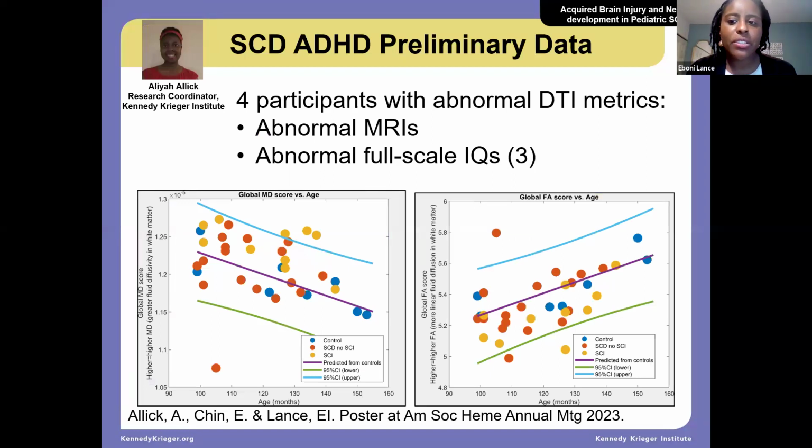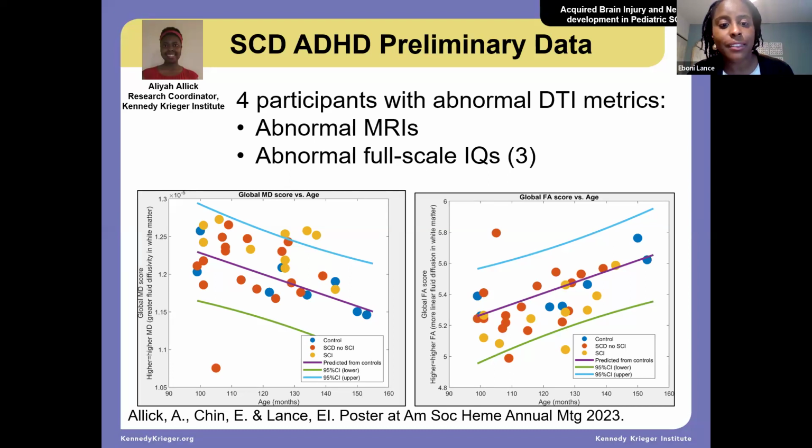And then lastly, we took a look at our preliminary data with regards to diffusion tensor imaging, so looking at the white matter integrity and microstructure. We were able to use our control participants to create basically a confidence interval of normality. And then we put in the sickle cell data, and we noted that there were 4 participants whose DTI metrics, so FA and MD measures, were outside of that confidence interval, so were considered to be in the abnormal range. All of those patients had abnormal MRIs.